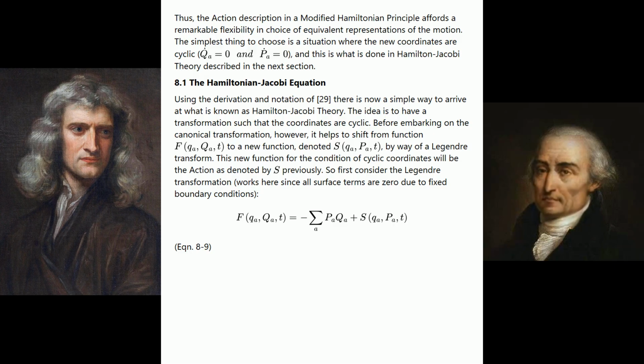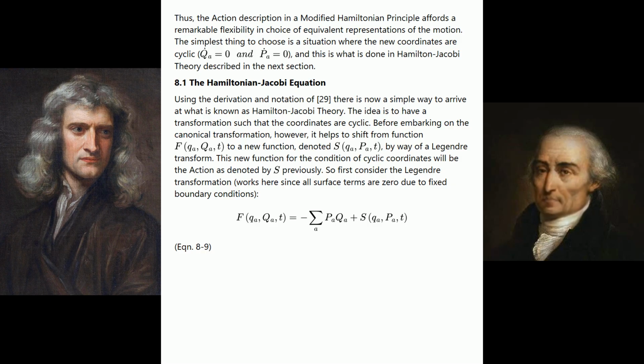Thus, the action description in a modified Hamiltonian principle affords a remarkable flexibility in choice of equivalent representations of the motion. The simplest thing to choose is a situation where the new coordinates are cyclic, Q dot sub a equals 0 and P dot sub a equals 0. And this is what is done in Hamilton-Jacobi theory described in the next section.